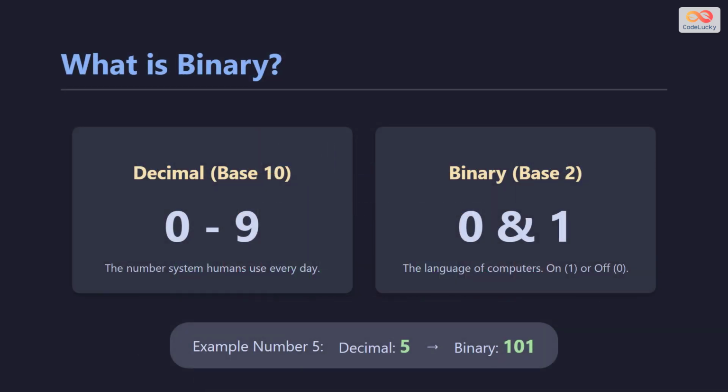First, let's understand the language of computers. Humans typically use the decimal system, which is base 10, using digits 0 through 9. Computers, however, use binary or base 2. This means they only have 2 digits to work with, 0 and 1. Think of it like a light switch that can only be on or off. For example, the number 5 in decimal is written as 101 in binary.